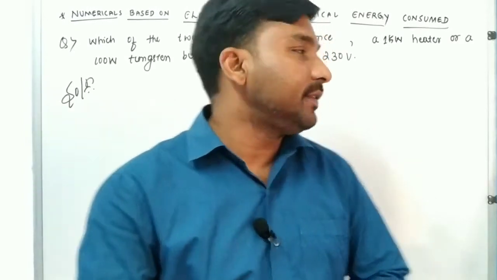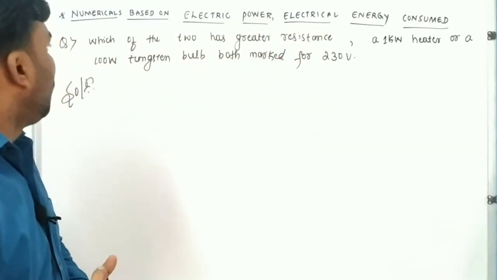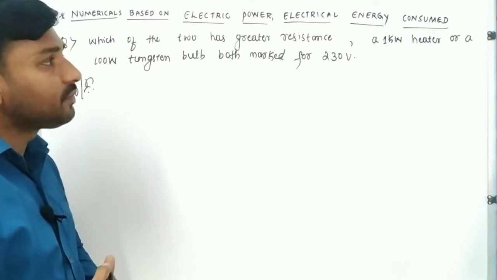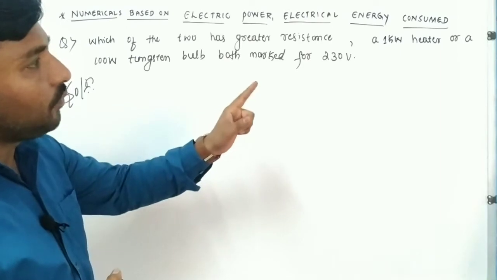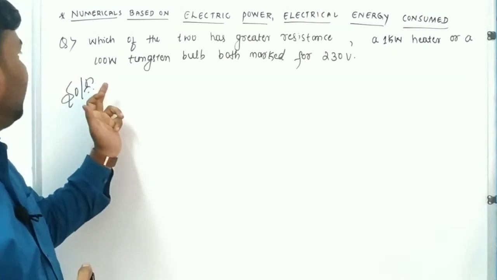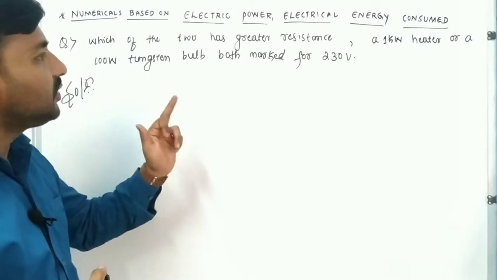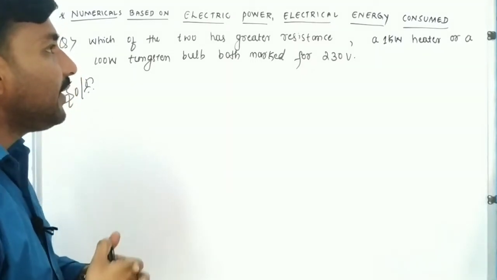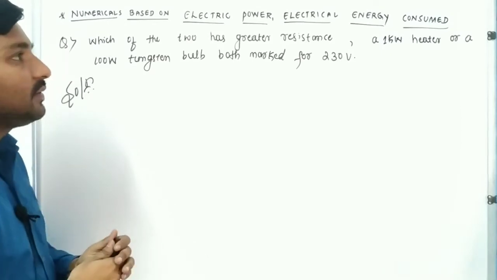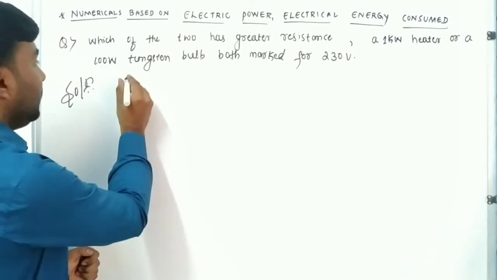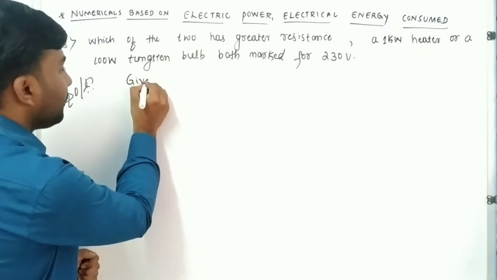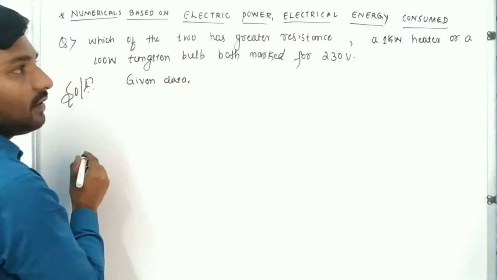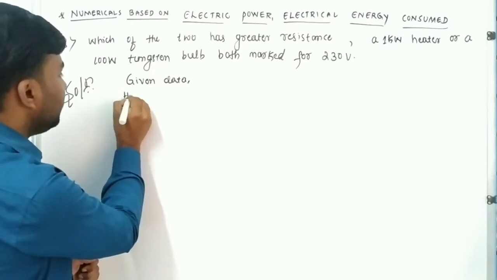The next problem is, which of the two has greater resistance? A 1 kilowatt heater or a 100 watt tungsten bulb, both marked for 230 volt. So here we have two electrical appliances, given data. The first electrical appliance we have is the heater.